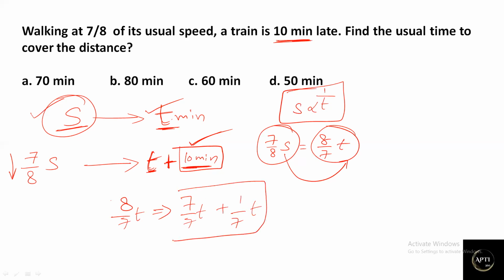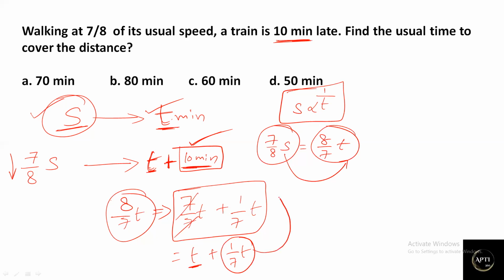Okay, just observe and I will tell you how and why I have written like this. Now 7 by 7 times of t plus 1 by 7 times of t, if you add these again, you will get 8 by 7 times of t. Correct. Now 7 will get cancelled, which is equal to t plus 1 by 7 times of t. Correct. Now here t plus 1 by 7 times of t means this is t, the usual time. Okay, t is nothing but usual time. 1 by 7 times of t means extra time.